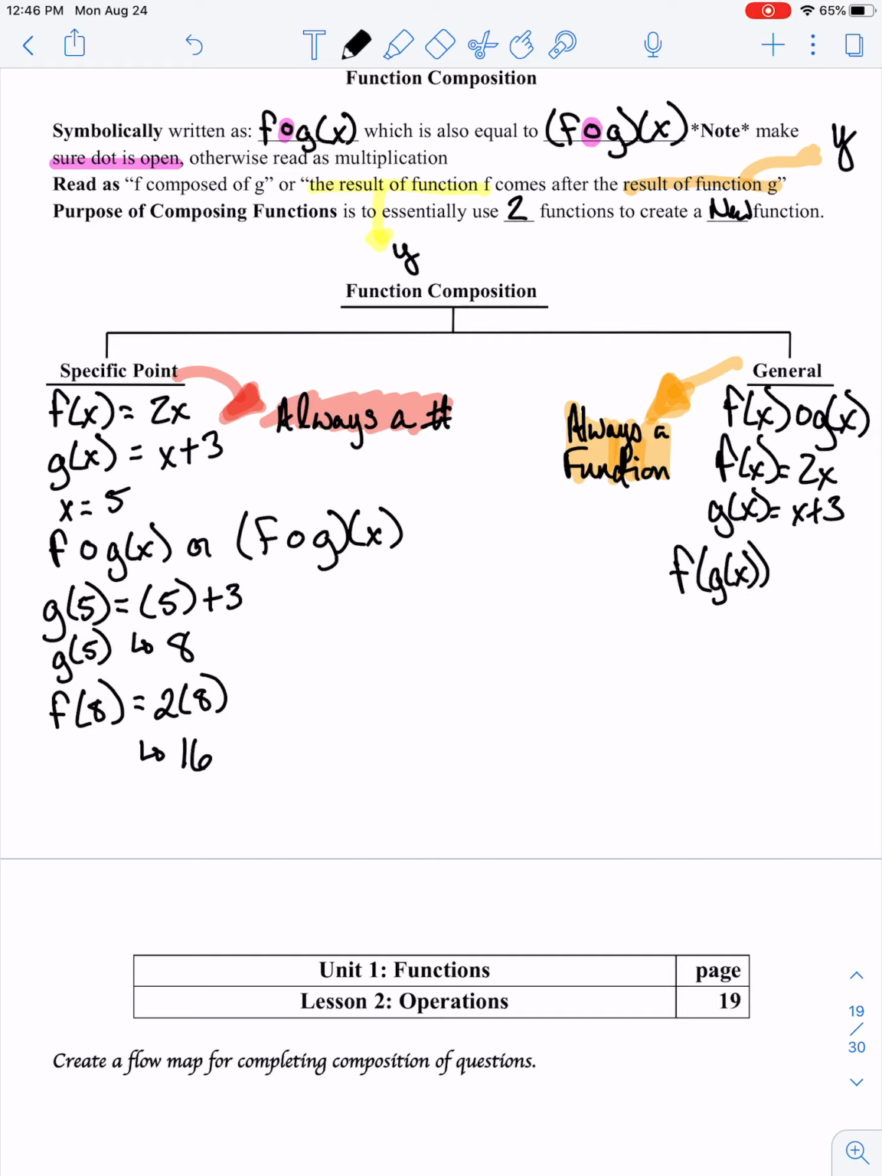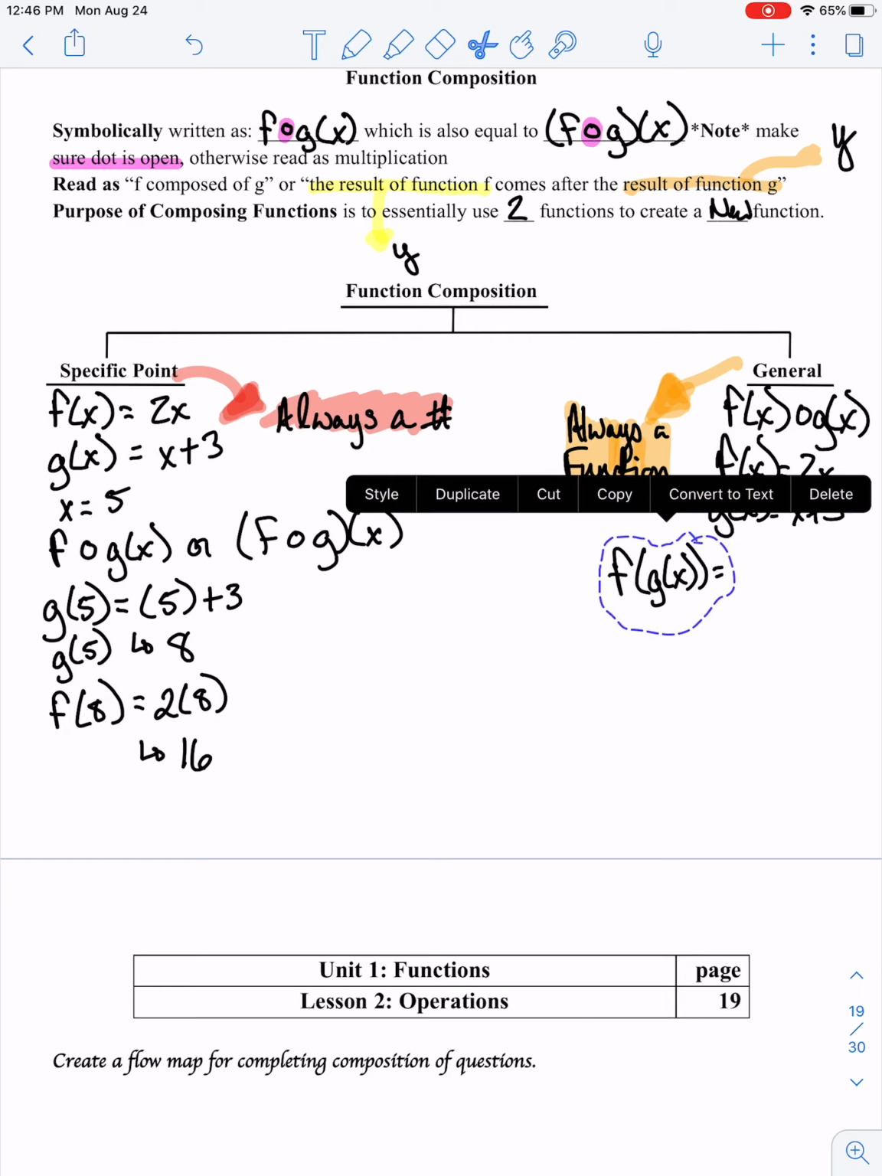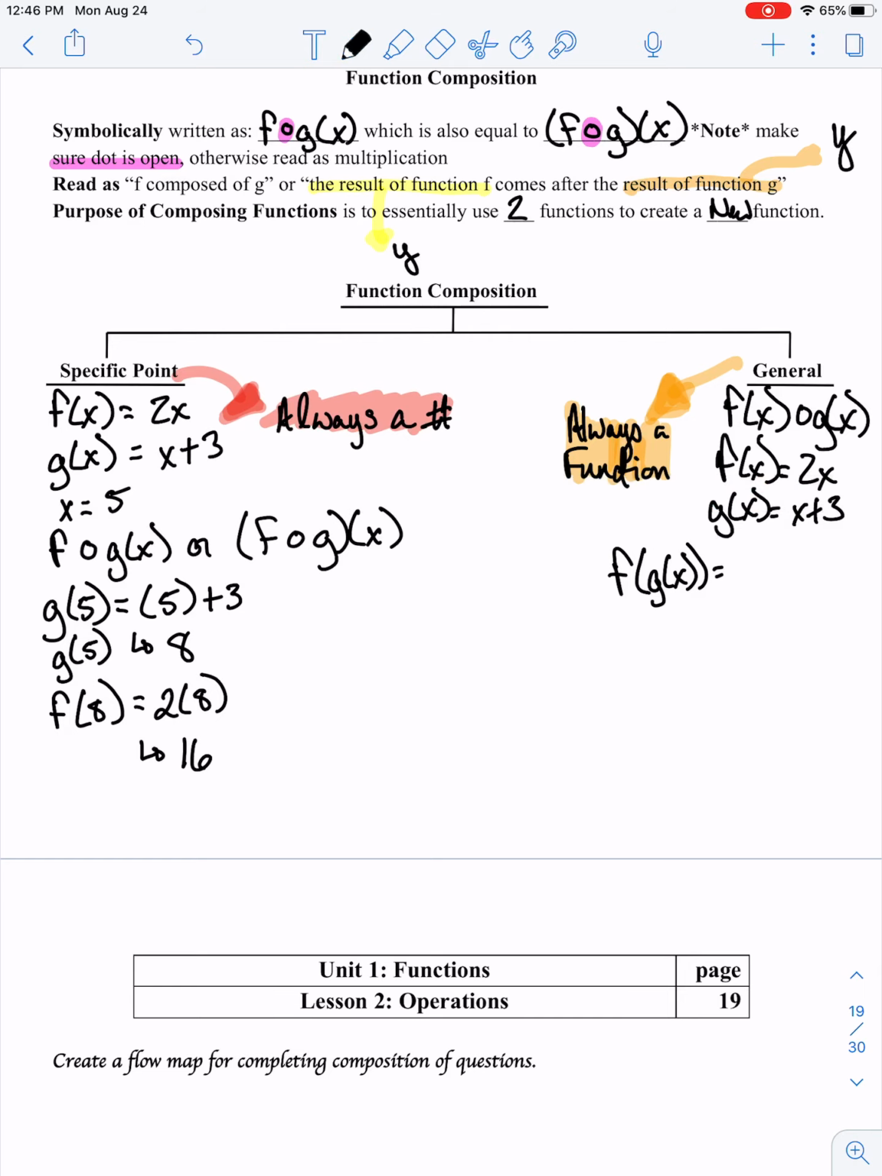Again, g of x took the place of the x on the left of the f function. So what I do to the left, I can also do to the right. So 2 times x plus 3. And then you just evaluate it. So it'll be 2x plus 6, because I multiplied the 2 to the x and the 2 to the 3.